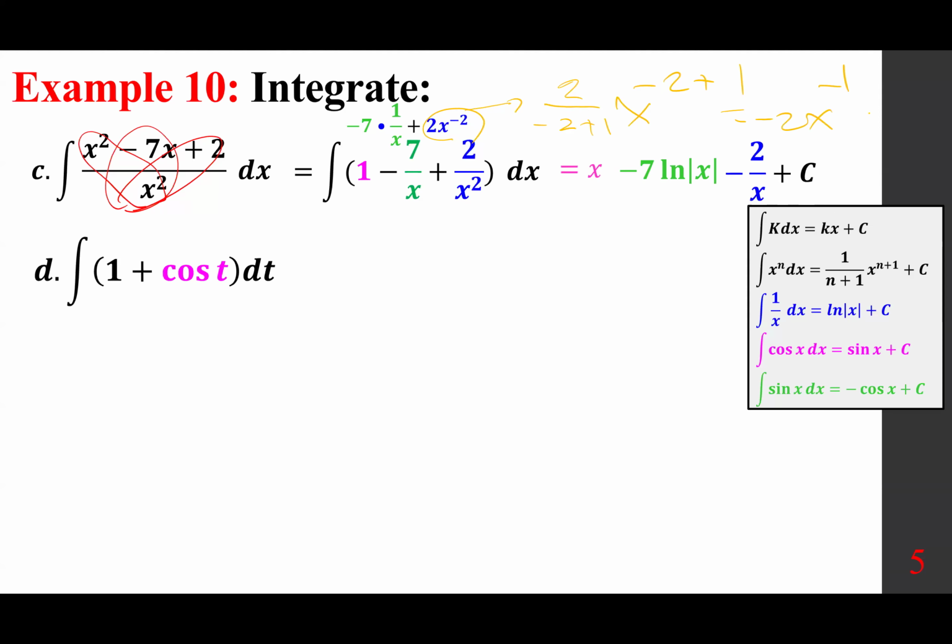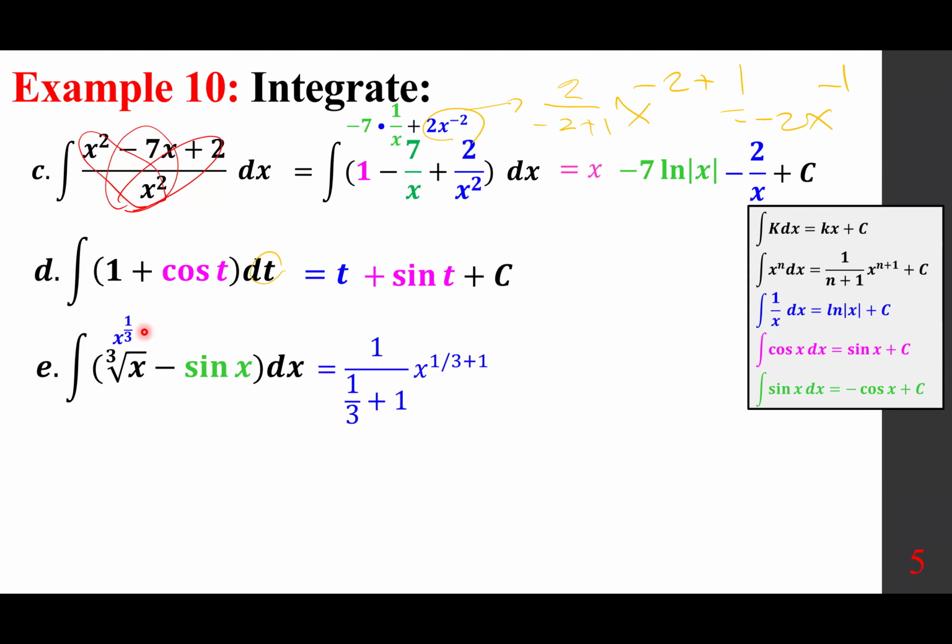What about this one? The independent variable is t because we have dt, so 1 gives you t. Cosine gives you sine t and a constant, because the derivative is negative, but the integral of cosine is positive sine. What about cube root of x? First change it so it becomes ready for the power rule. 1 over 1/3 plus 1, x to the power of 1/3 plus 1. Minus, the derivative of sine is positive, the integral is negative, so minus cosine, or you can say plus cosine. Either way is fine.